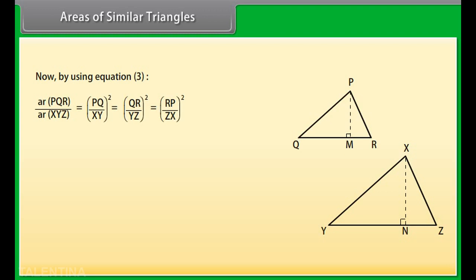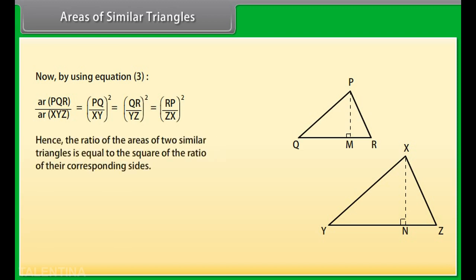equals PQ upon XY whole square, which is equal to QR upon YZ whole square, which is equal to RP upon ZX whole square. Hence, the ratio of the areas of two similar triangles is equal to the square of the ratio of their corresponding sides. Example of areas of similar triangles.